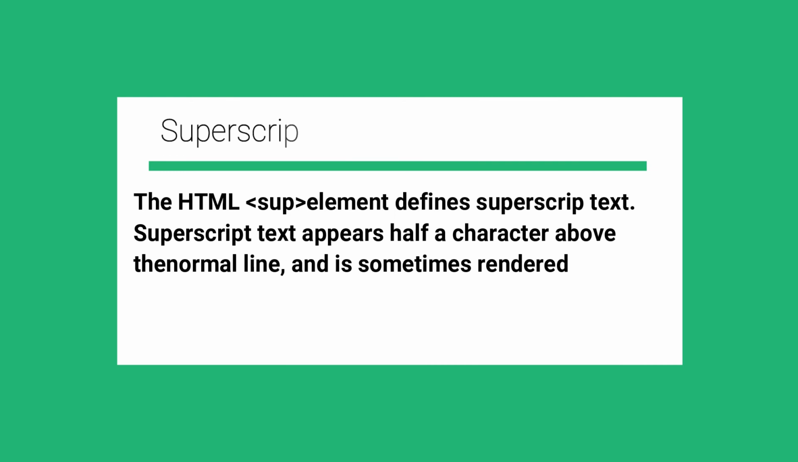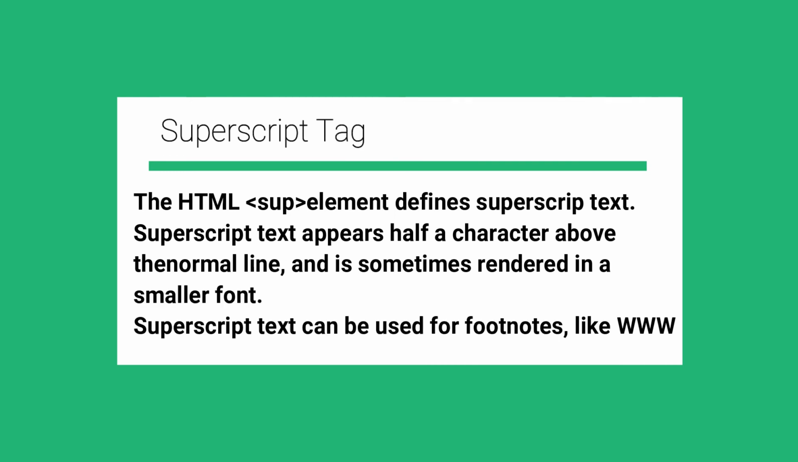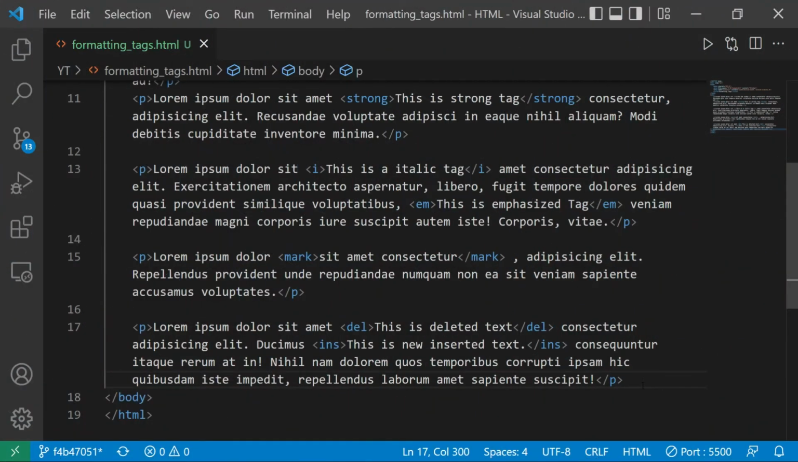We have the HTML superscript element which defines superscripted text. Superscript text appears half a character above the normal line and is sometimes rendered in a smaller font. Superscript text can be used for footnotes, like www. Now let's demonstrate the superscript and subscript elements in a new paragraph.